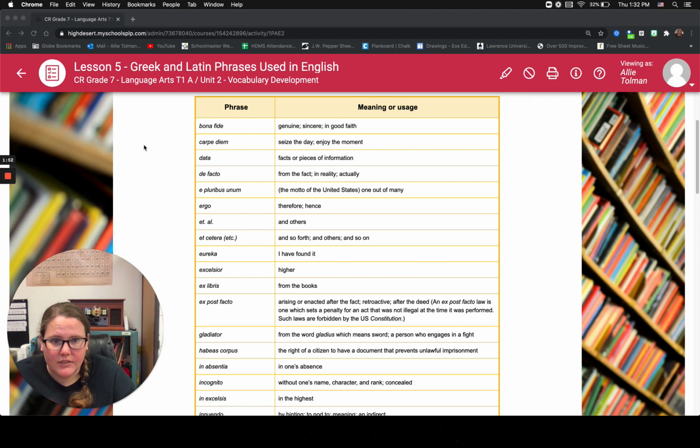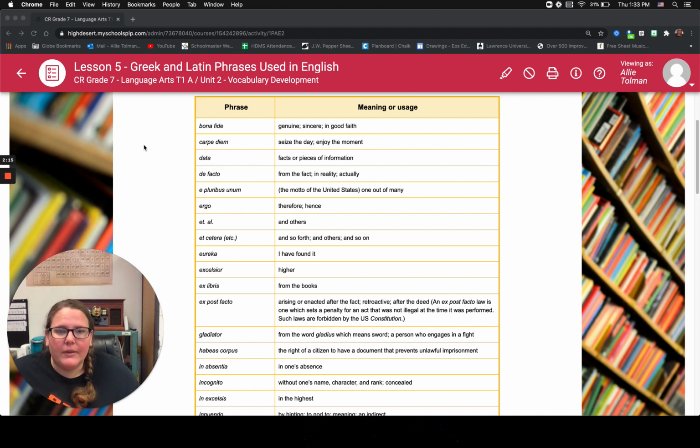An ex post facto law is one which sets a penalty for an act that was not illegal at the time it was performed. Such laws are forbidden by the U.S. Constitution. So that's if somebody did something, and well, that's not right. Well, it's not against the law. It is now. That ain't right.